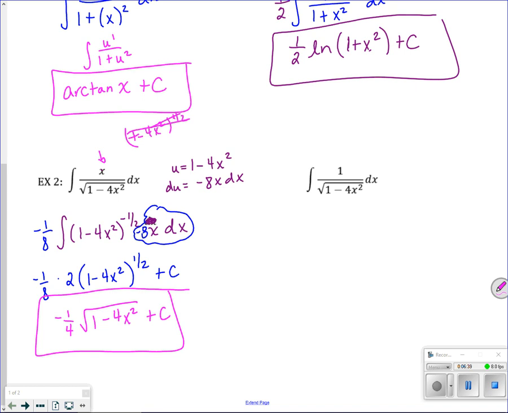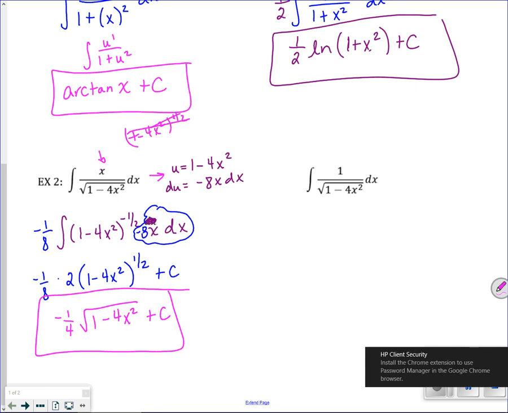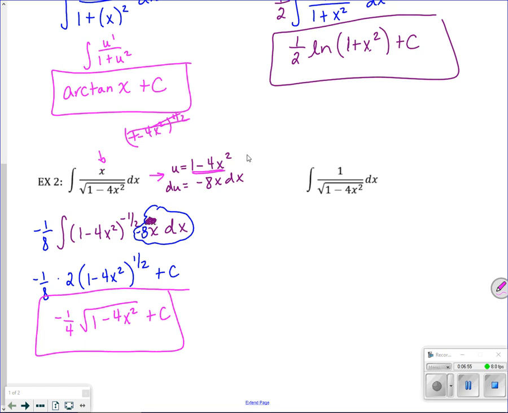So let's look at the one on the right. Okay, so the one on the right, if I solely had that problem, if I thought it maybe was one like this, where my u was 1 minus 4x squared, I'd say, nope, I need an x in the top. So it's not that. So that's when I think of arctrig. Now, if you had to guess which arctrig was it, well, is it going to be arcsine or arctangent? Well, clearly it's going to be arcsine, because it has the square root.